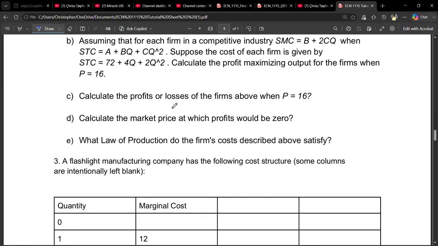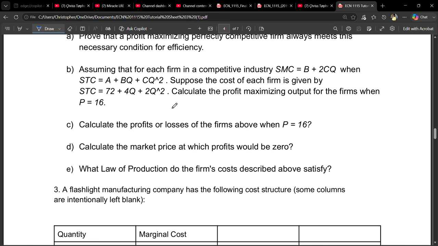Okay, continuing from the video where we left off, the question says, assuming that each firm is producing in a competitive industry, suppose the cost of each firm is given by this equation. So that's our total cost. Forget about the s in front here. You just have to focus on total cost equals 72 plus the rest, the way it is.